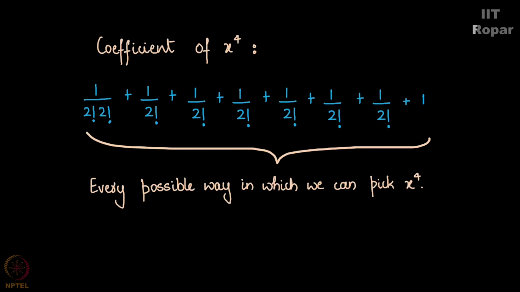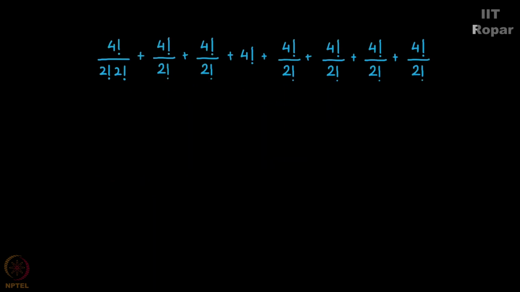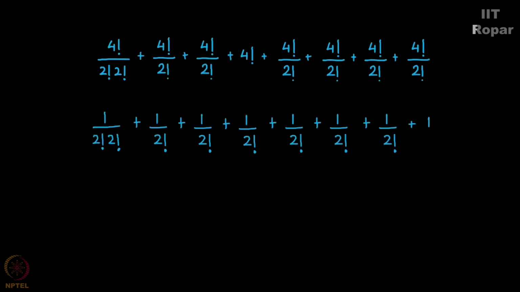But if you look at the actual answer that we computed carefully, we found the answer to be this: 4 factorial by 2 factorial into 2 factorial plus 4 factorial by 2 factorial, and so on. Do you compare these two things? What is missing here is simply 4 factorial. Otherwise, denominators are taken care of.